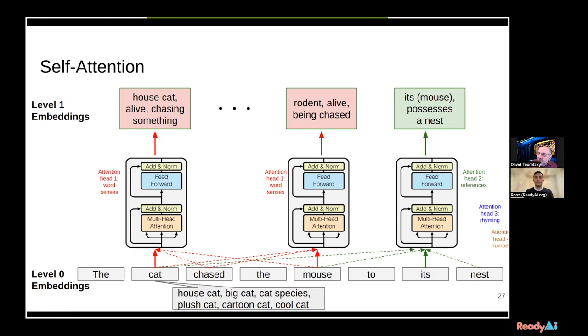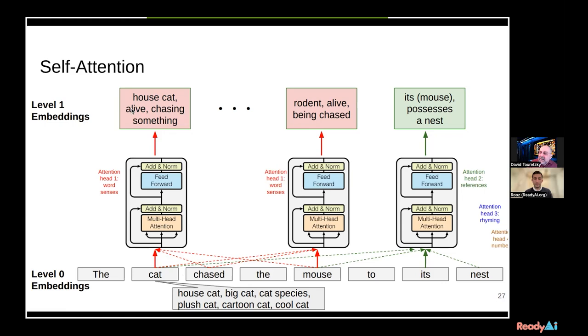So let's look at just this first attention head here, which is concerned with the word cat. There's one of these for every word in the sentence. What it's doing is looking at all the other words in the sentence and asking how these other words can contribute to its understanding of the word cat. For example, it sees that the word cat is followed by the word chased, and a little bit further in the sentence is the word mouse. And so it decides that the proper encoding for cat is as a house cat, something that's alive and something that's chasing something.